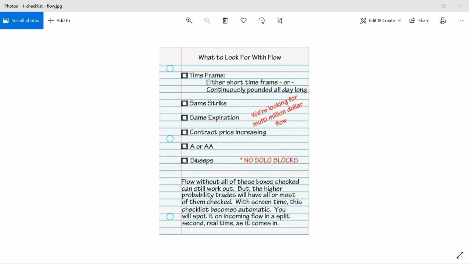Ask and above ask and sweeps are showing us the urgency. So remember, size, time, and urgency. Those are the 3 things we're really looking for. No solo blocks. That also means if it's block, block, block, we're not going to follow that. We want to see sweeps mixed in there. And again, multi-million, the high probability flow, and you're hearing me say this a million times, step back, remove yourself, look at it from the bigger picture.